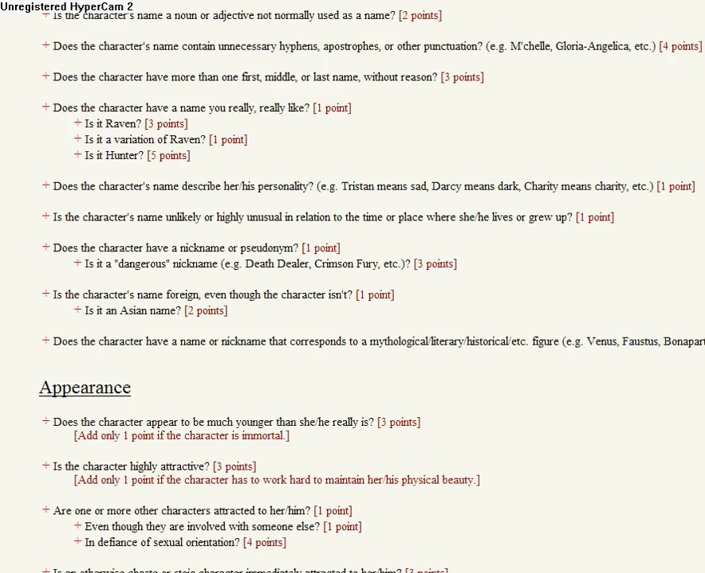Does the character have more than one first, middle, or last name without reason? Plus 3. Try plus 5. I really hate when characters have, like, I don't know, God knows how many middle names. It's stupid. Does the character have a name you really, really like? Plus 1. Is it Raven? Plus 3. Is it a variation of Raven? Plus 1. Is it Hunter?